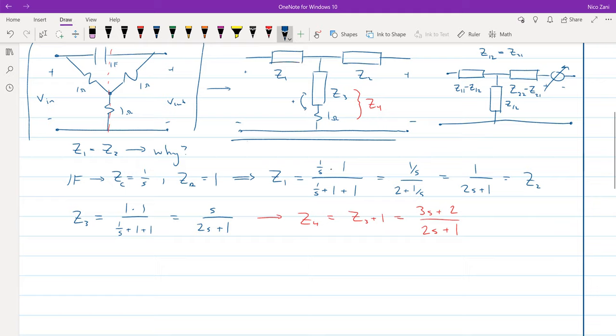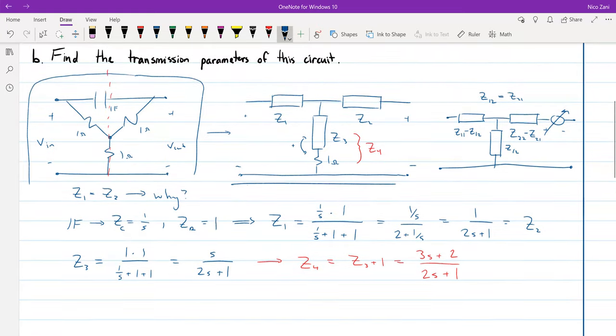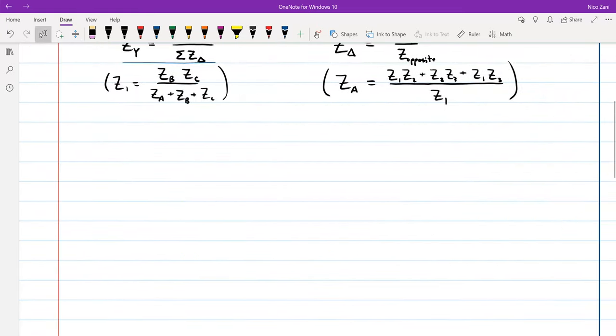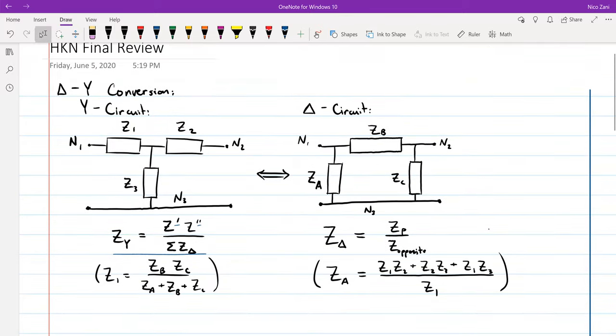Okay, so now we're going to go ahead and find... For calculating Z1, in the denominator, why did you do 1 plus S plus 1 plus 1, like 2 plus 1s? Because of the delta Y conversion.